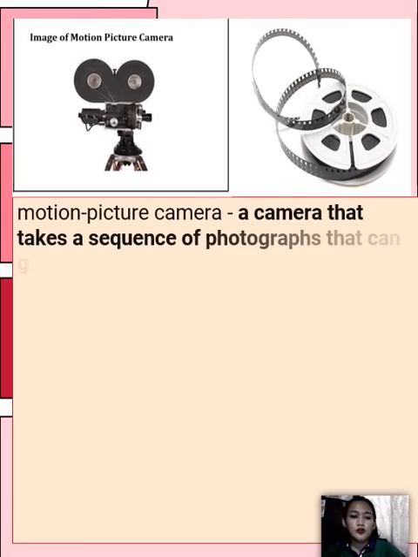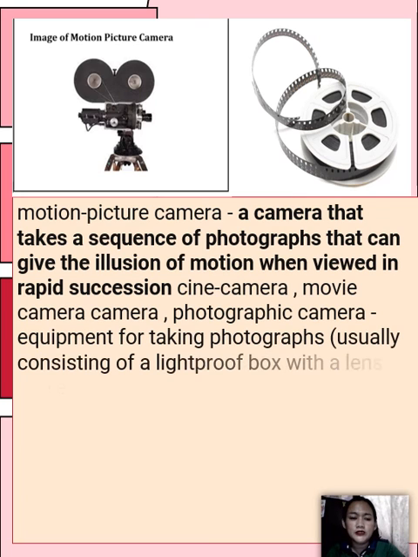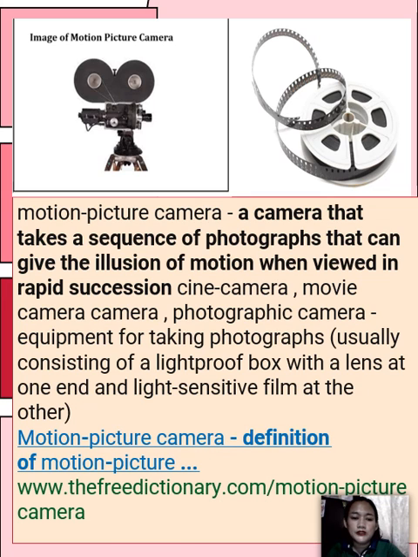That is a motion picture camera, a camera that takes a sequence of photographs that then gives the illusion of motion when viewed in rapid succession. Cine camera, movie camera, photographic camera: equipment for taking photographs, usually consisting of a light-proof box with a lens at one end and light-sensitive film at the other. So this is based from the motion picture camera definition of motion picture.